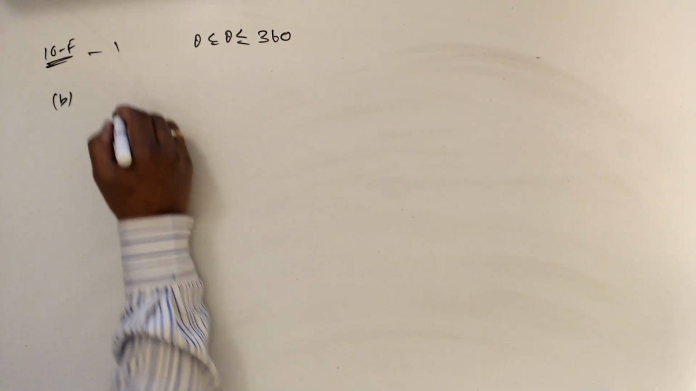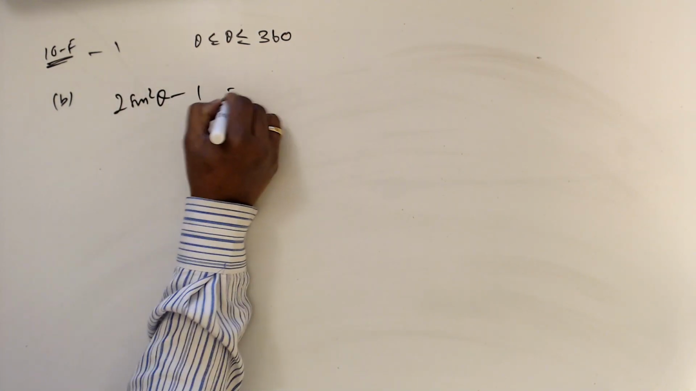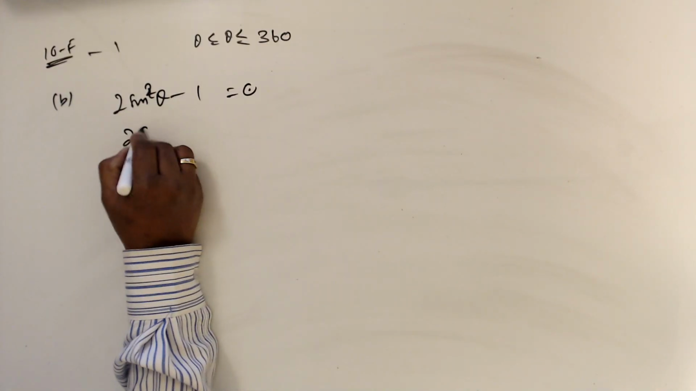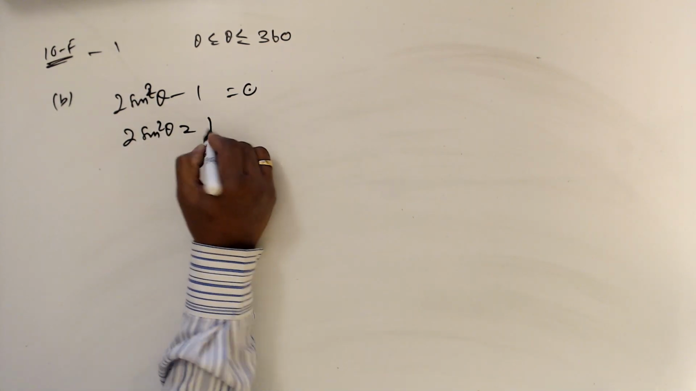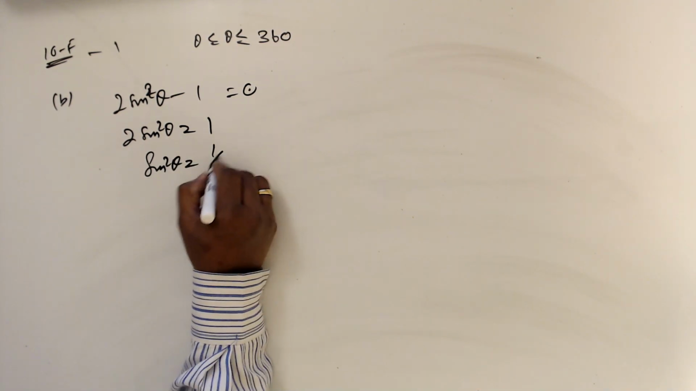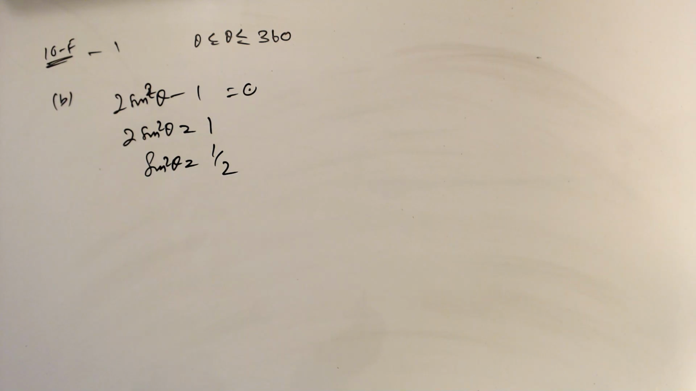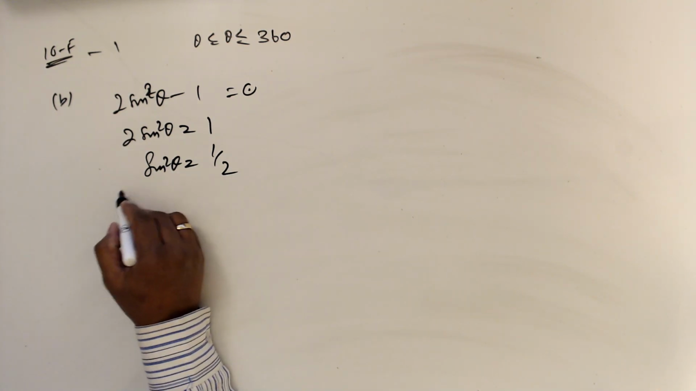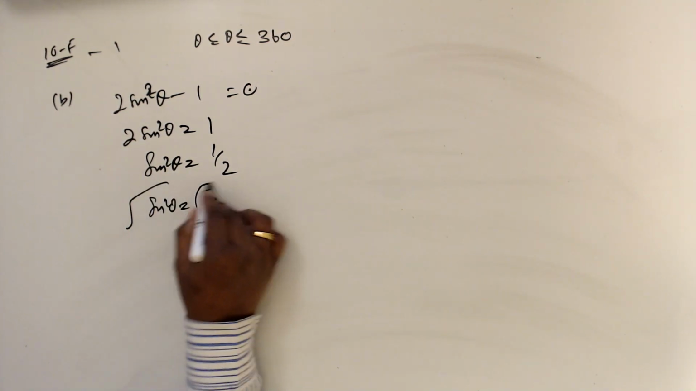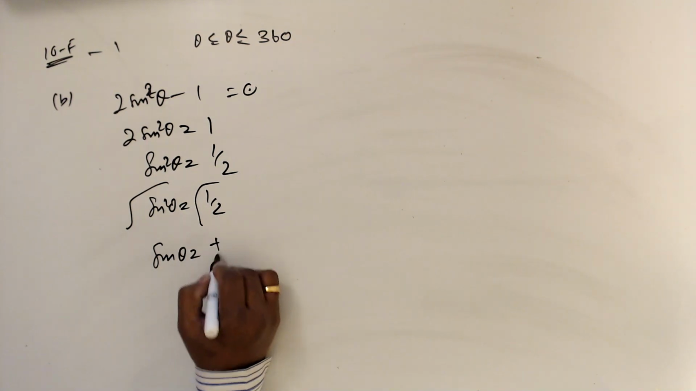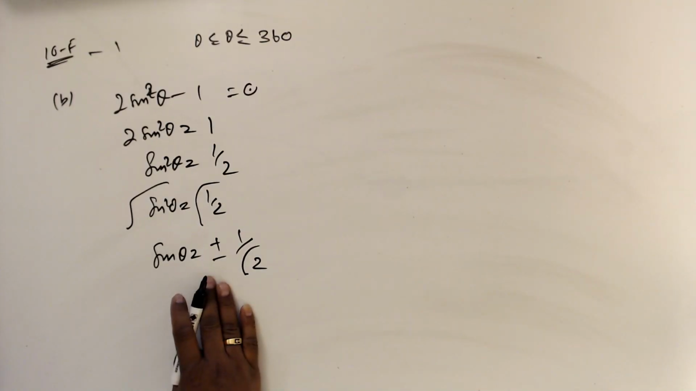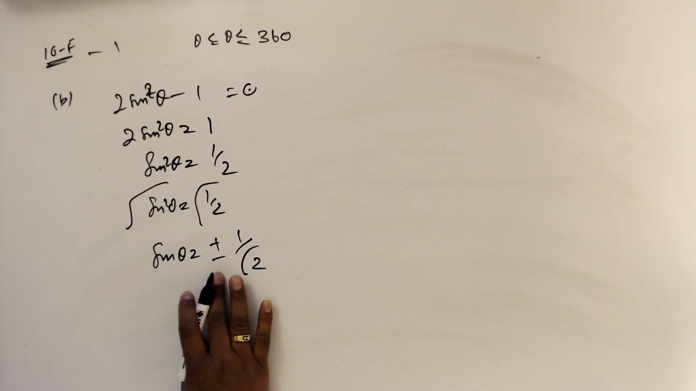Part B, 2 sin² theta minus 1 equals 0. Then I will take the 1 to the other side, so 2 sin² theta equals 1. So sin² theta equals 1/2. I make sin² theta the subject. Then I will take the square root of both sides. So sin theta equals plus or minus the square root, same as before. Now I need the positive answer and the negative answer.